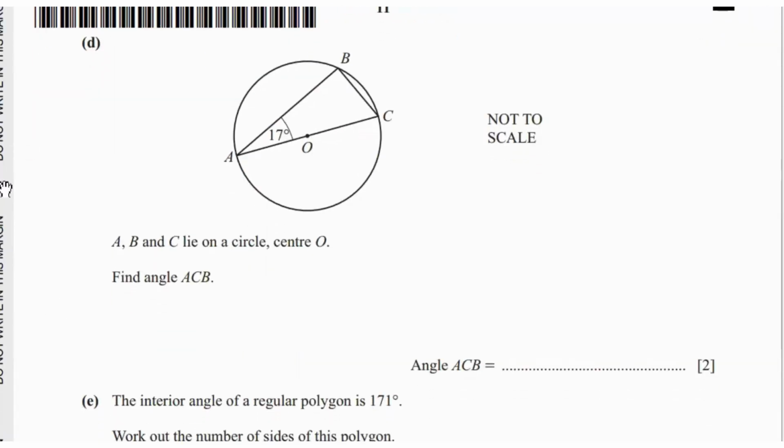Part D says A, B, and C lie on a circle center O. Find angle ACB. Since AC is passing through the center and is touching the circumference, that means it's the diameter. So an angle coming out of the diameter is always a right angle. So B is 90. So ACB is going to be 180 minus 90 minus 17, which is equal to 73 degrees.